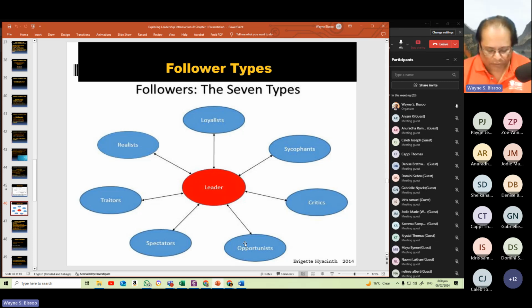There's another model that we're going to look at in a little bit, in terms of engagement levels. But again, the purpose of a model like this is to really understand that you have, as a leader, different types of followers, and you need to understand how you're going to manage these individuals and utilize them to be able to get your objectives accomplished.